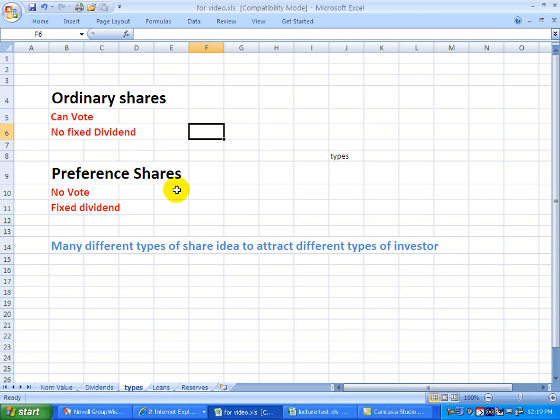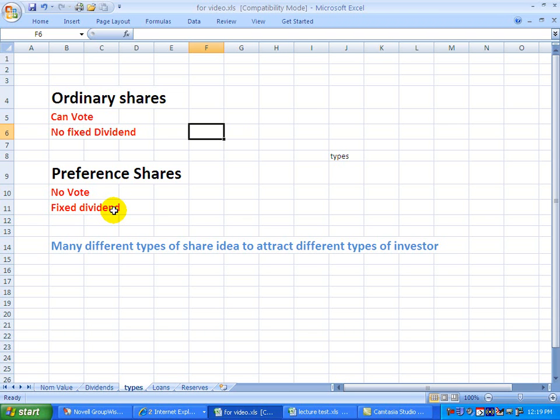Now another type of shares which will appeal to the more cautious investor is called preference shares. On these, they don't necessarily get a vote in normal circumstances, but they do get a fixed dividend. So maybe it's a preference share with a 6% dividend. So every year they will get 6% of the nominal value of those shares. And it's called preference because they will be paid out before ordinary shareholders. They have a preference on the profits of the company. So they're always paid first if there's any profits.